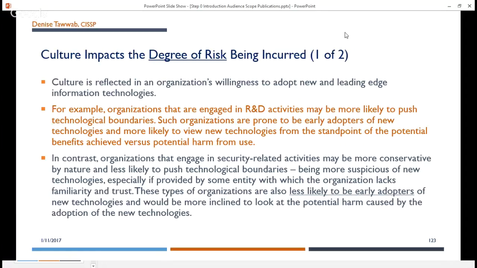In contrast, organizations that engage in security-related activities may be more conservative by nature and less likely to push technology boundaries, being more suspicious of new technologies, especially if provided by some entity with which the organization lacks familiarity and trust. These types of organizations that are more conservative are less likely to be early adopters of new technologies and would be more inclined to look at the potential harm caused by the adoption of new technologies.